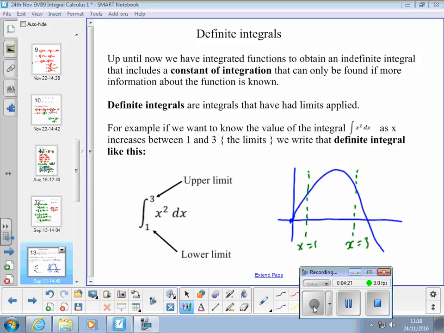I don't want to preempt what we're doing next week, but effectively, if we find the value of the integral between 1 and 3 of x squared, we'd find out what the area is under that graph there. That's what the integral means. It's the sum of all the values between those limits. One of the uses of integrals is to find the area underneath the graph and the x-axis, or between two graphs. Yep. Okay.